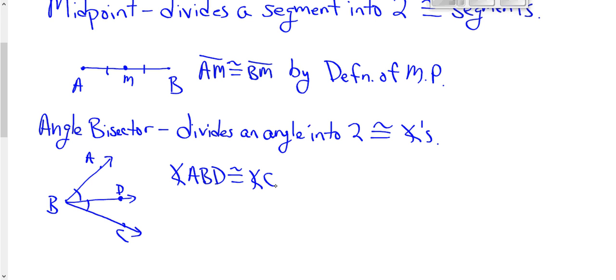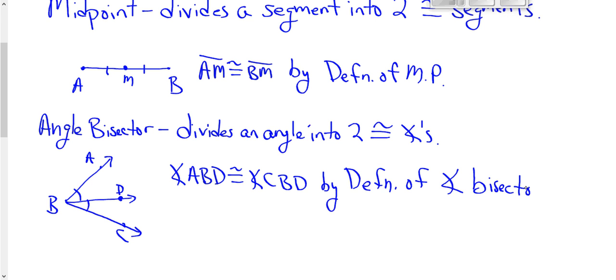CBD. You all understand why you have to use three letters there, don't you? I can't just say angle B because no one knows what you're talking about, right? You've got to specify. Sometimes you can just say the single letter because there's nothing else it could be. So don't make that mistake anymore. And what would be the reason? I could say they're congruent by the definition of angle bisector.